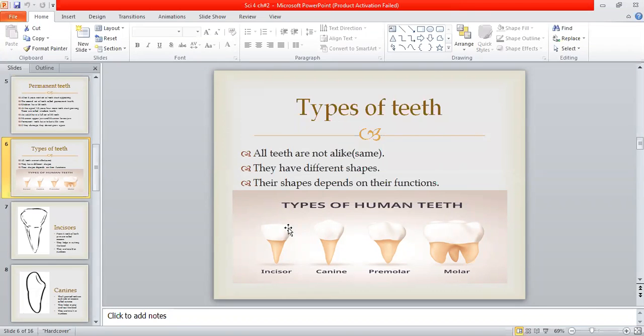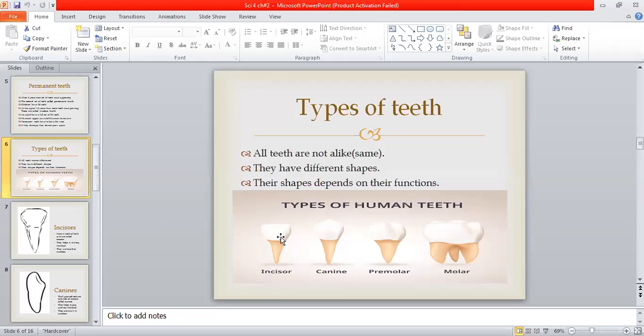Beside the incisors you can see a sharp pointed tip like this. This is the tip where the cursor is moving. These tip teeth are known as canines. Then after the canines, there are the premolars. Then after the premolars, in the last there is the molar. Again, there are four sets of teeth. First is incisors, second is canines, third is premolars, and fourth is molars.